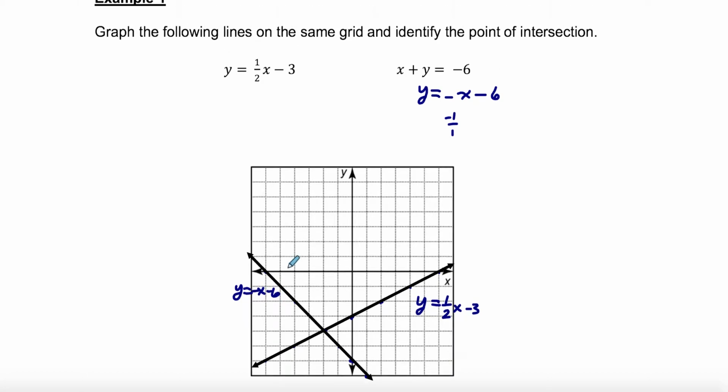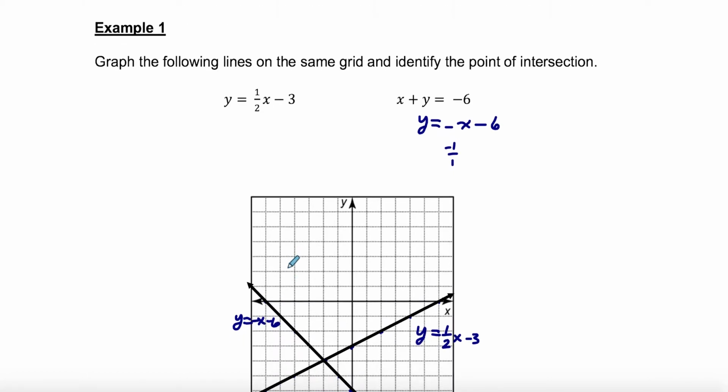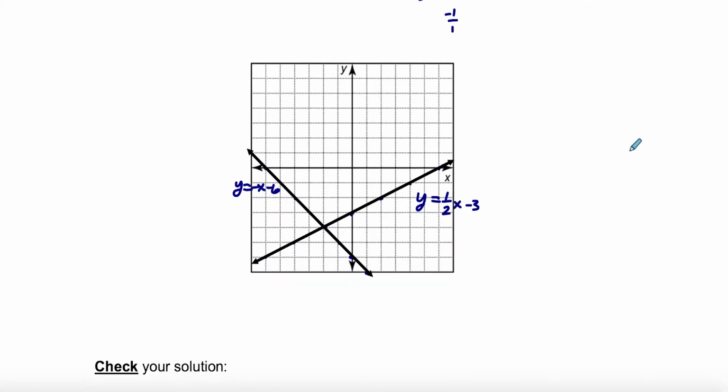So what this was, that is a linear system. We have just graphed a linear system. Two lines on a graph make a linear system. But what we're actually looking for, the whole point of doing that, is that we're looking for the point of intersection. This is called the solution. So it's the solution to the linear system. We want to know where the lines cross.